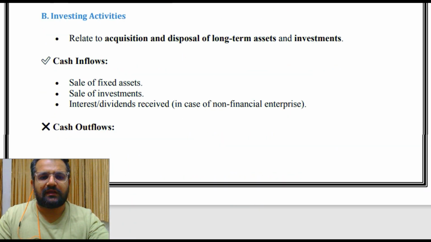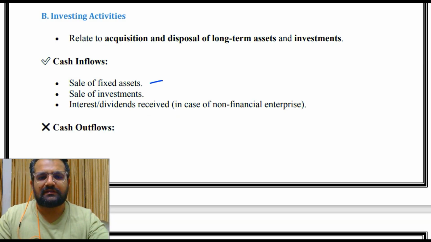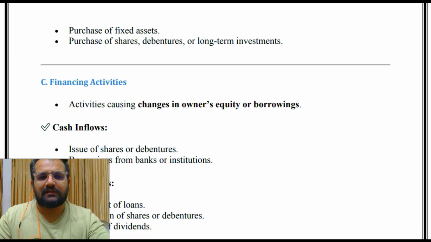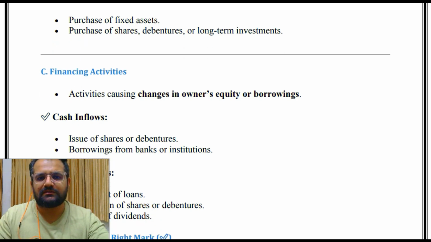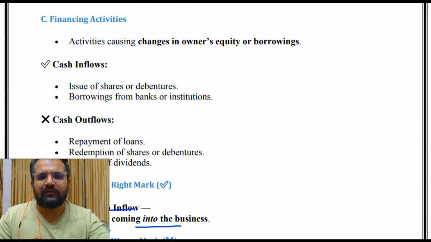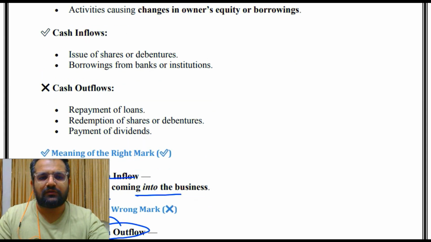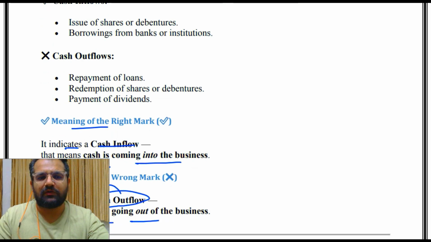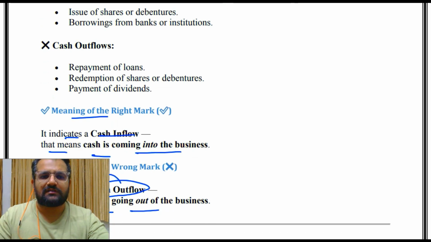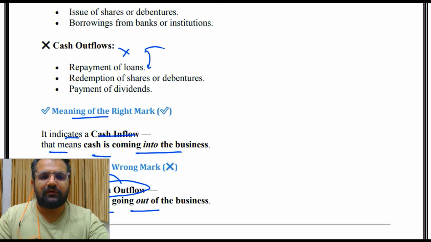Then investing activities, related to acquisition and disposal of long-term assets and investments. Cash inflows: sale of fixed assets, sale of investment, interest and dividend received in case of non-financial enterprise. Then cash outflows: purchase of fixed assets, purchase of shares, debentures or long-term investment. Financing activities: activities causing change in owner's equity or borrowing. Then cash inflows: issue of shares or debentures, borrowing from banks or institutions. Then cash outflow: repayment of loan, redemption of shares or debentures and payment of dividends.